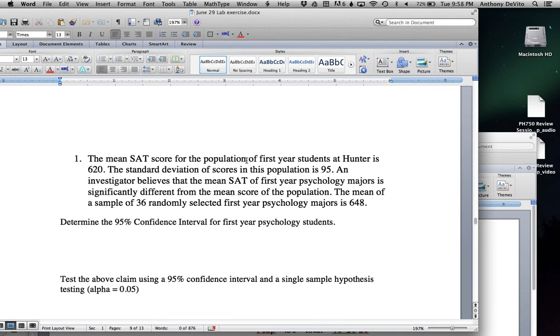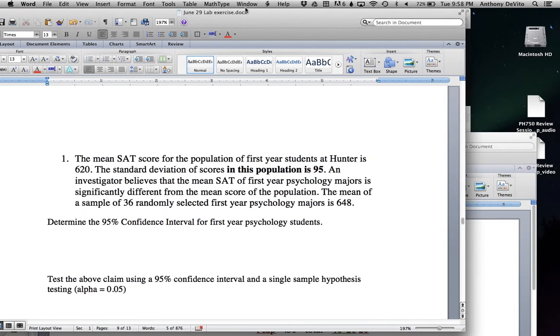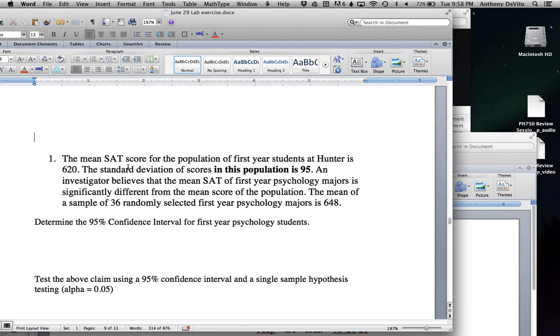I'm going to look at this first from the perspective of the confidence interval. The mean SAT score for a population of first-year students at Hunter is 620. The standard deviation of scores in this population is 95. So we know sigma in this case, don't we? Right? If you got this problem, the first thing you would notice is that we know sigma. The standard deviation of scores in the population is 95. The mean SAT score for the population is 620. So we know both the mean and the standard deviation for this population.